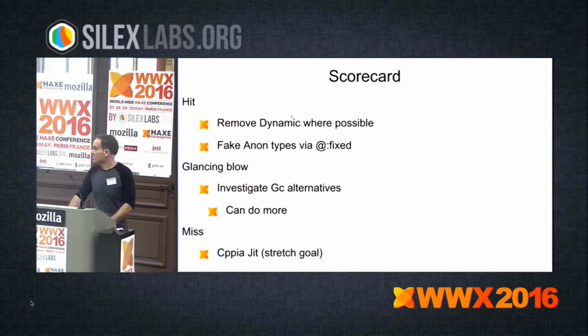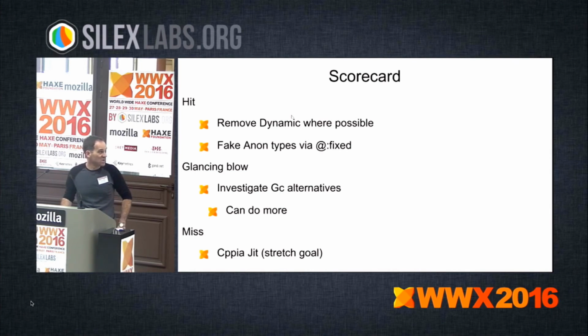So just going over what I said last year, that I'd remove dynamic where possible, and I think the fake anon types and fixed pretty much does that, and same with the enums. They no longer have the dynamic underneath them. I said I'd investigate some GC alternatives, and I have done that. There are quite some improvements there. Obviously, there's some more we can do.